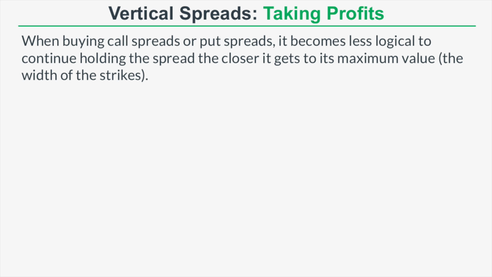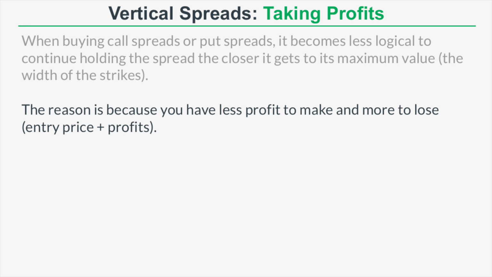When you buy the spread, you want it to increase in value, and its maximum value is the width of the strikes. The closer the value of that spread is to the width of the strikes, the more logical it is to close the trade because the risk to reward is less in your favor than it was at the time of entering the trade. More specifically, the reason is because you have less profit to make and more to lose. Initially, right when you buy the spread, you can only lose the entry price that you paid for that spread. When the spread moves in your favor and increases, now you can lose the entry price plus the profits that you have at that current time, and therefore you have more risk and less reward.